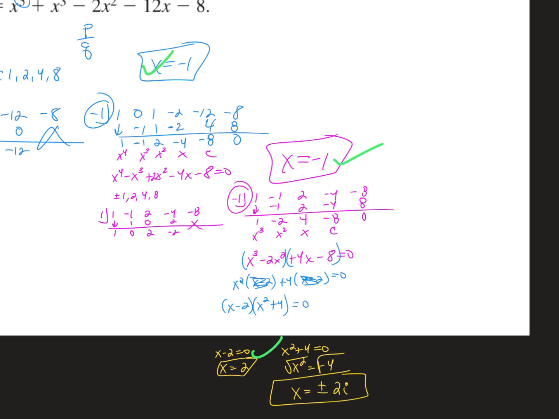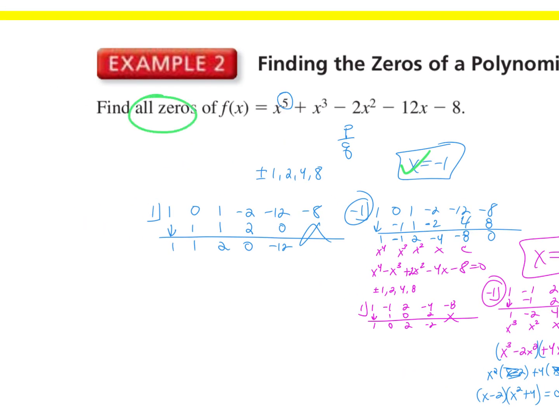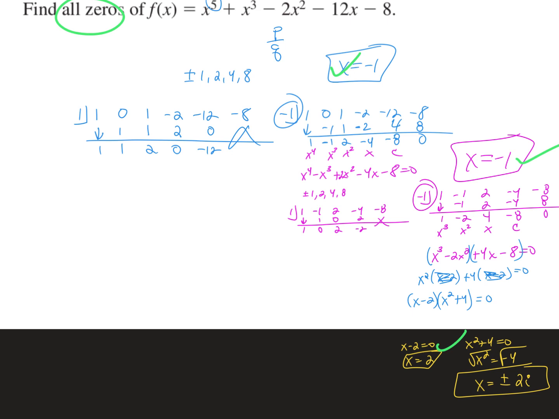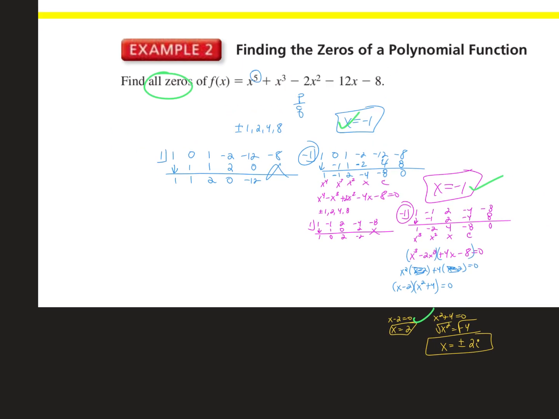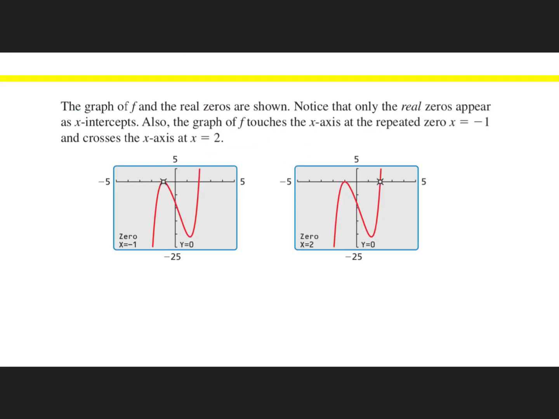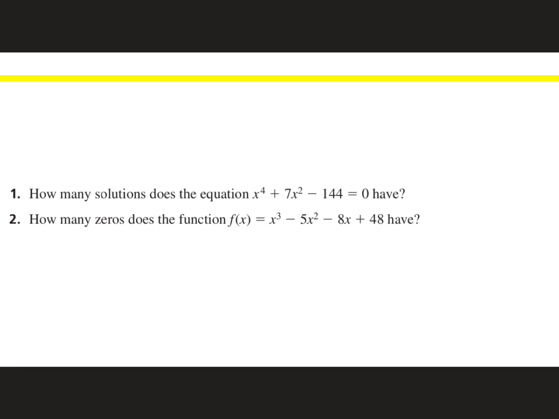So you guys are going to have to be careful about how the directions are asked. This question asked for all of the zeros. If they asked you for only the real, then you would say -1, -1, and 2. Does that make sense? All right, that's a long problem. I understand that. We can't give you a ton of them because it'll take too long. But if you look here, it says notice that only the real zeros appear as intercepts, right? We just talked about that. You cannot graph imaginaries. If you throw that in your calculator, it's not going to show you the imaginary. So just be aware of that.